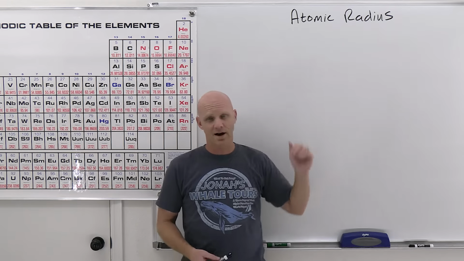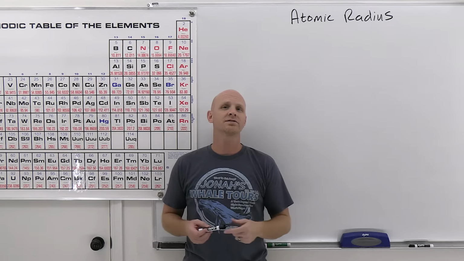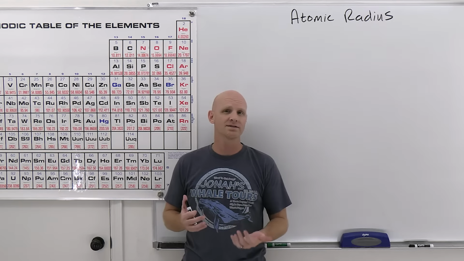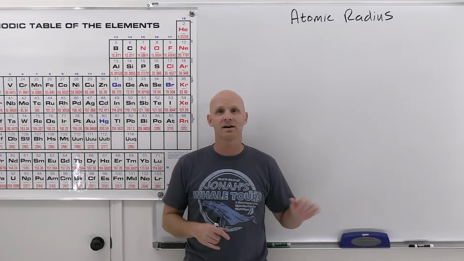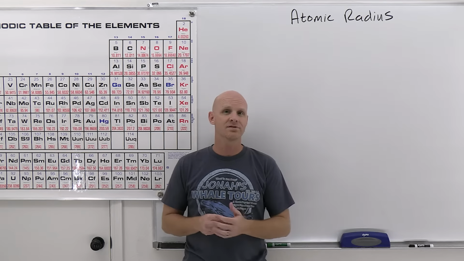Atomic radius is going to be the topic in this lesson, and this is the first lesson in a whole chapter on the periodic trends of the elements. We'll do atomic radius in this lesson, we'll do ionization energy in the second lesson, and then we'll do electron affinity in the third lesson.